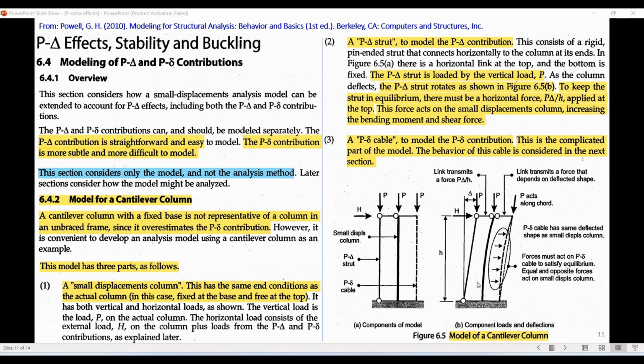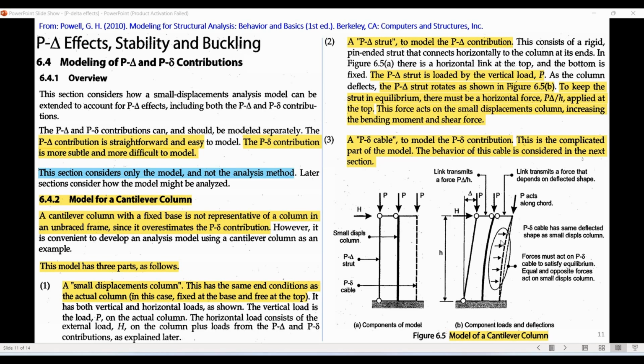Then after this column deflects to this shape, and as shown here, the P delta strut remains straight without any local bending. Then in the P delta strut, we are just concerned about the force transmitted in this link here, which is the P delta divided by H, while the P small delta cable is now capturing this local deformation. And using this link here, the force will be transmitted, but it depends on the deflected shape of the P delta cable, okay?